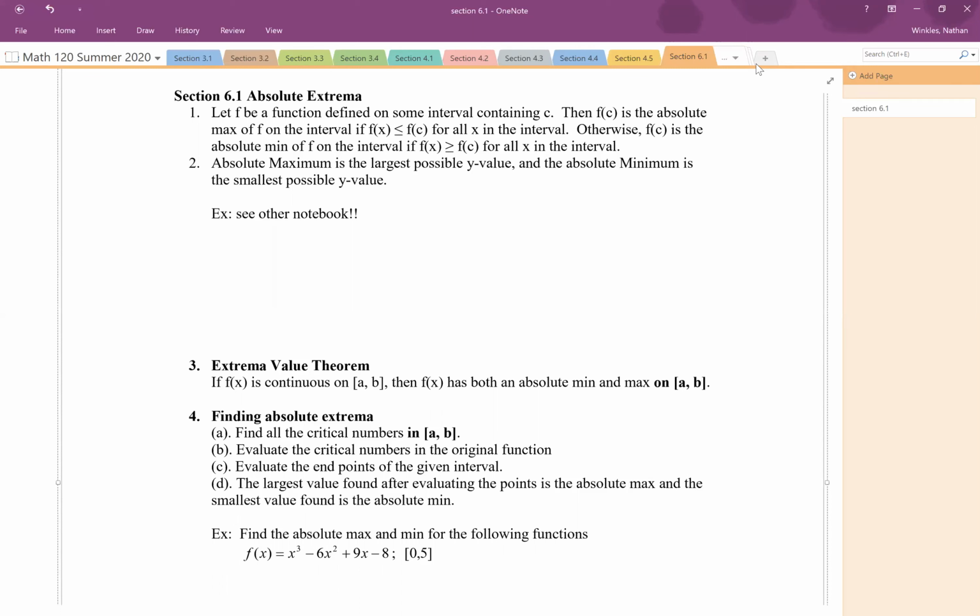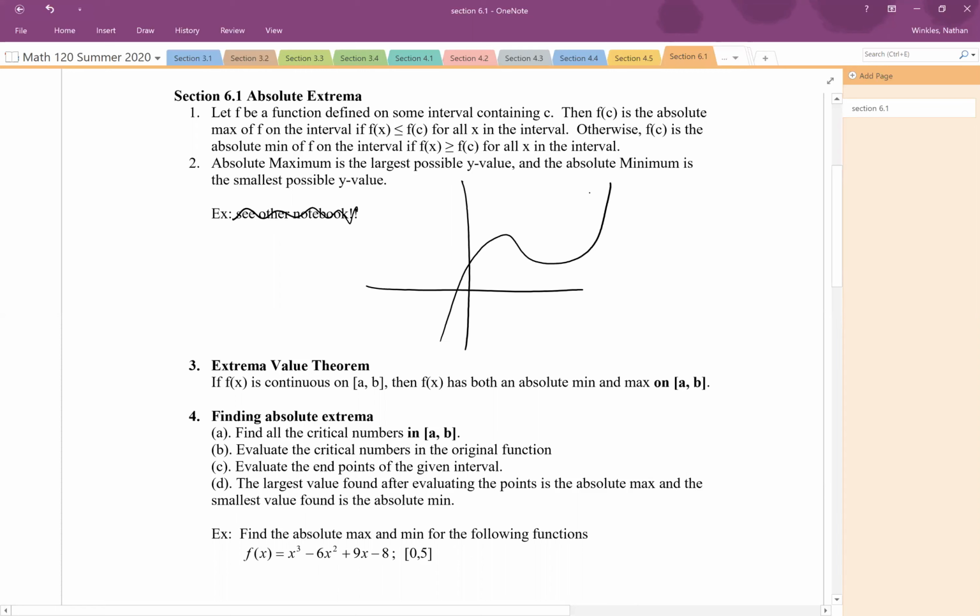So instead of seeing the other notebook, we're going to draw it out so that we can see what's going on here. So basically what I'm saying is, given any function, say we have just a nice little cubic function here. If I defined a to be here, and say I defined b to be way out here. So what I'm saying is we have an endpoint here at A, we have an endpoint here at B.